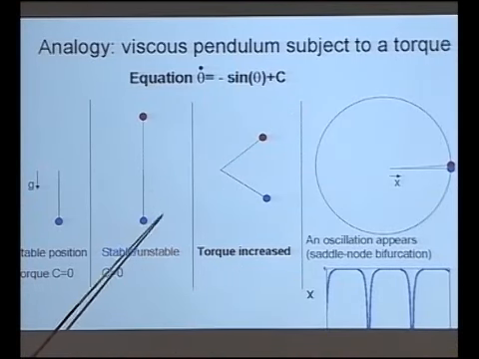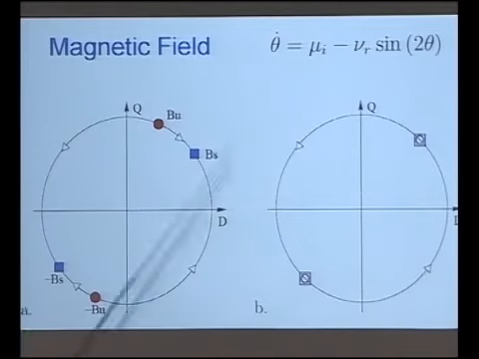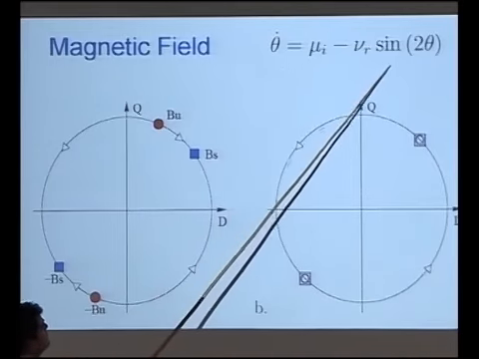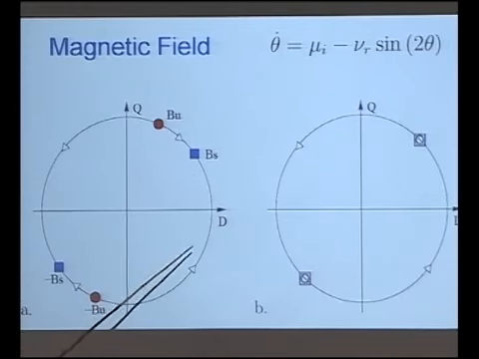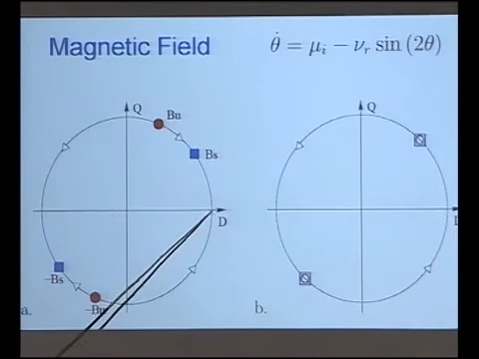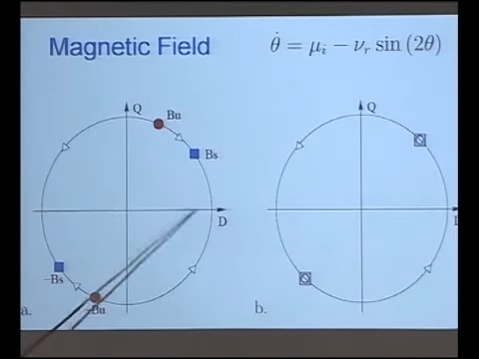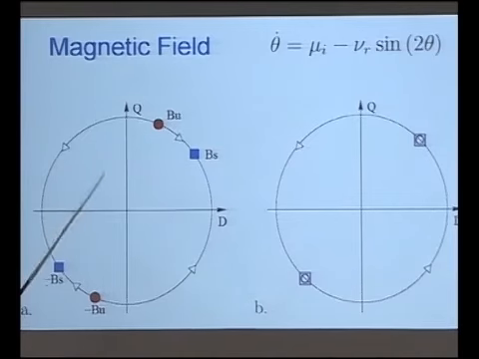So from that we can go directly to what happens with my magnetic field. It's the same equation, but I have a 2 theta here, which means that instead of having 2 solutions, I will have 4 solutions, and by increasing the coupling, we get these solutions closer. So let's see what happens. That was my equation, mu_I minus mu sine 2 theta.